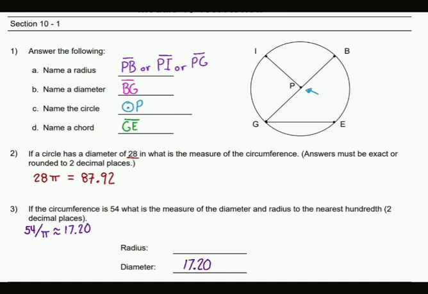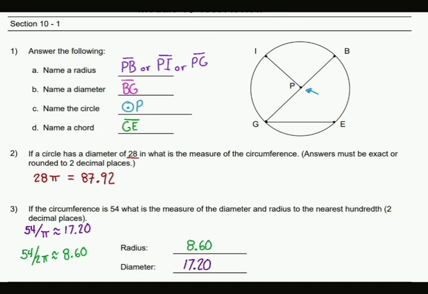To find the diameter, what I'm going to do is take the 54 circumference and divide it by pi, which is approximately 17.2. And I put that answer into the diameter. Notice that there is no exact answer requirement here because the exact answer would be 54 divided by pi, which looks silly. To find the radius, I'm going to take 54 and divide it by 2 pi, which is approximately 8.60. Since it's the radius, I wrote it down there.